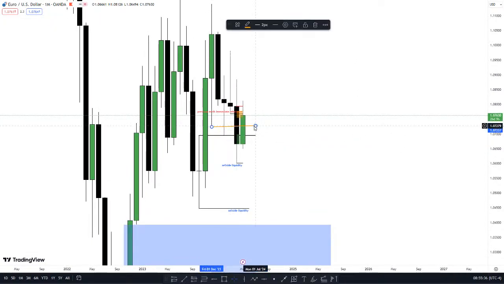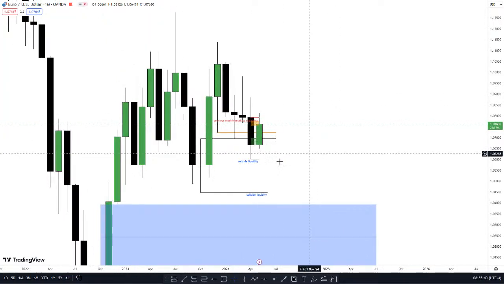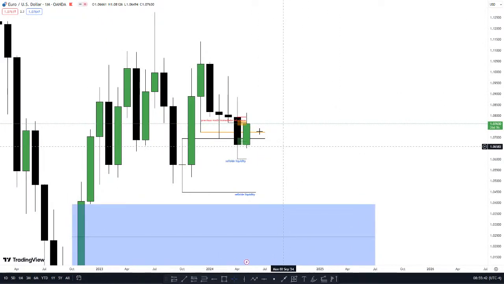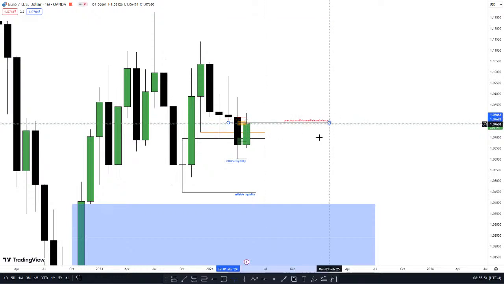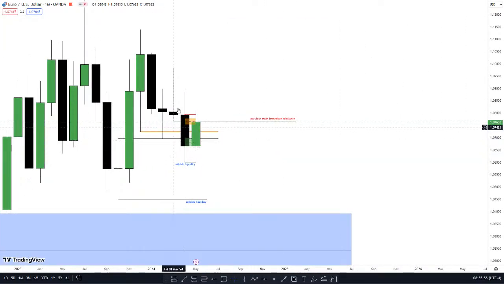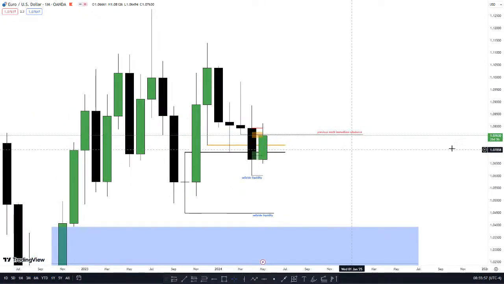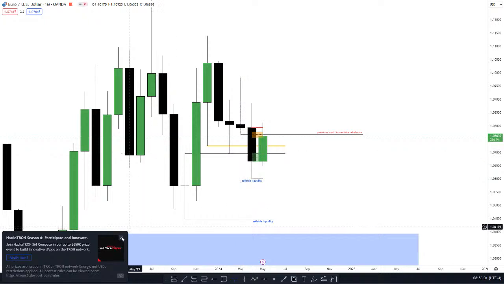Okay, right there. So on this euro dollar, too many lines. Hold on. Okay, let me just put it like that. So this is last month's trading. This is last month's trading right here.